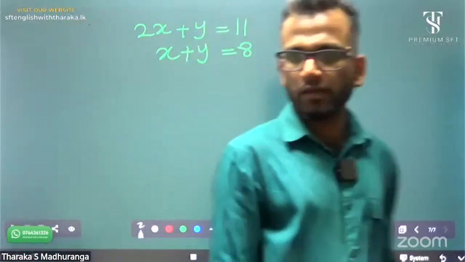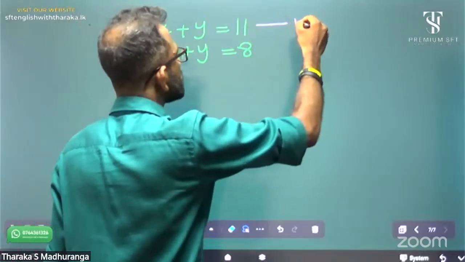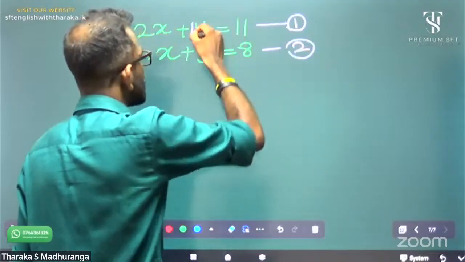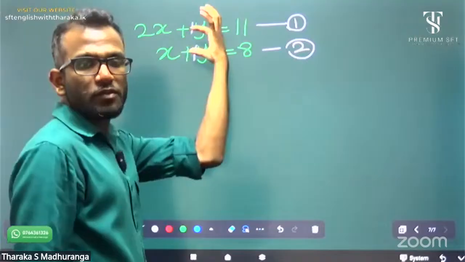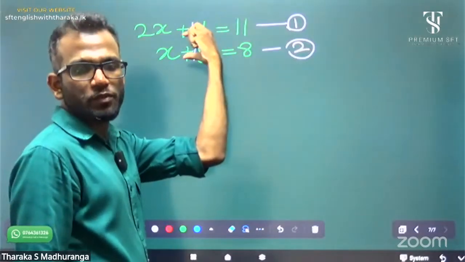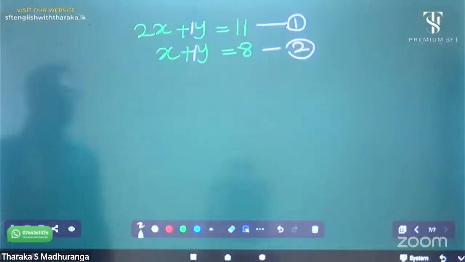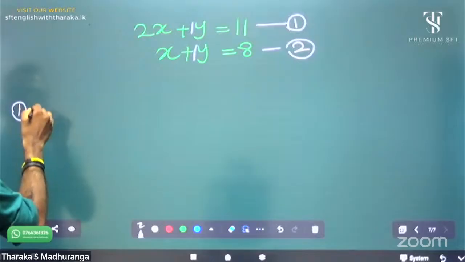How do we start? Okay, now the y coefficients are the same, and the signs are also the same. Both coefficients are positive. What to do? Then subtract: first minus second.